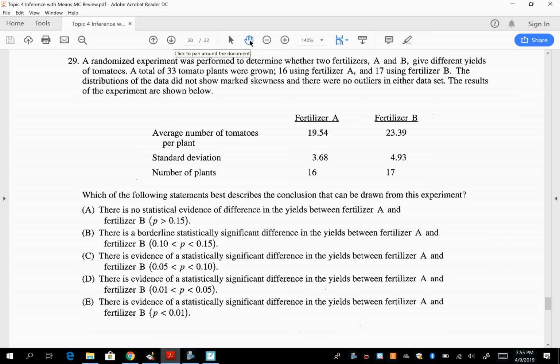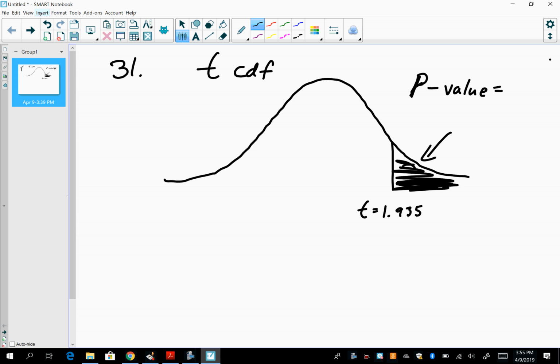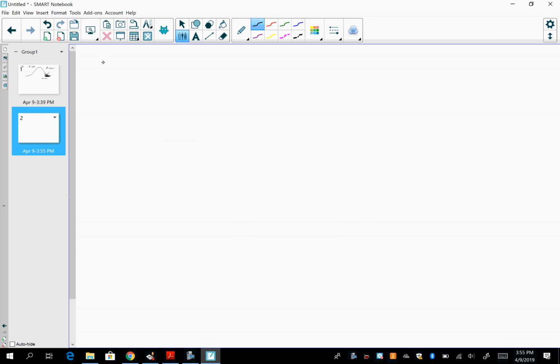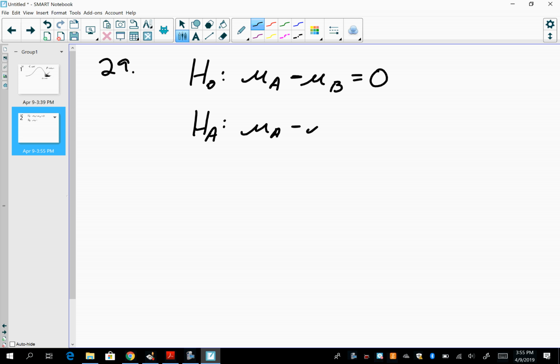Yes, so that means we're going to be using what for our alternative? Not equal to. What number is this? 29. 29, okay. So we're going to use the null that the average for fertilizer A minus the average for fertilizer B is 0. Why am I assuming that? I'm assuming there's no difference between fertilizer A and fertilizer B. My alternative is that there is a difference, so it would be not equal to 0.